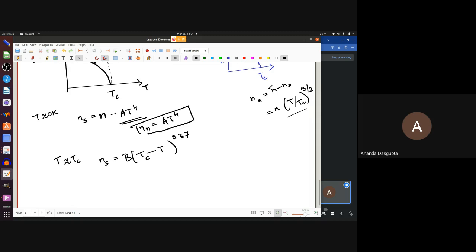Is it okay? You understand the point? So if you look at the details of how much superfluid part is there as a function of temperature, you see that both at very low temperatures and close to T equal to Tc, the behavior is substantially different between a superfluid and a BEC.